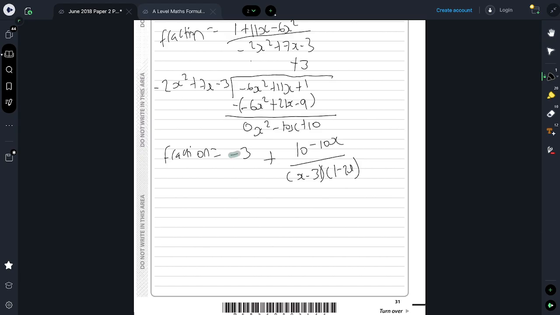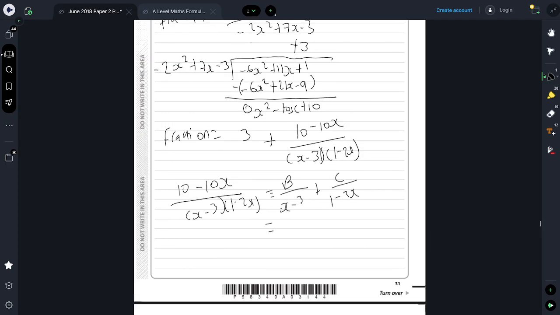So that'd be 3, okay. So that's the thing here on top. And then you have the remainder, right? So this is the remainder term over the denominator, which is factorized again. And then you can split this into partial fractions. So again, let's just do that. Let's go all the way here. So 10 minus 10x over x minus 3, 1 minus 2x, which will be equal to b over x minus 3 plus c over 1 minus 2x, right?